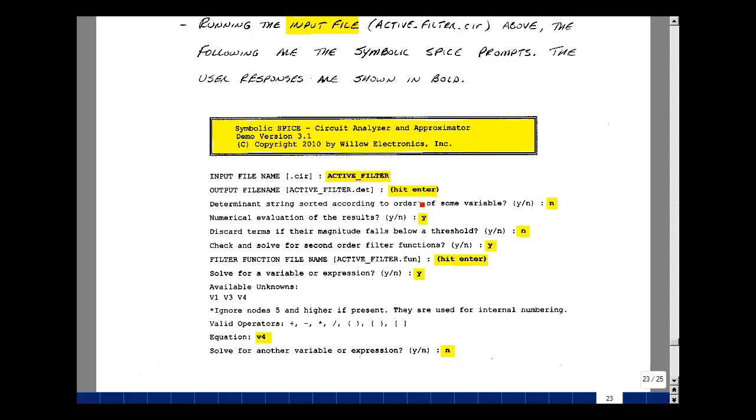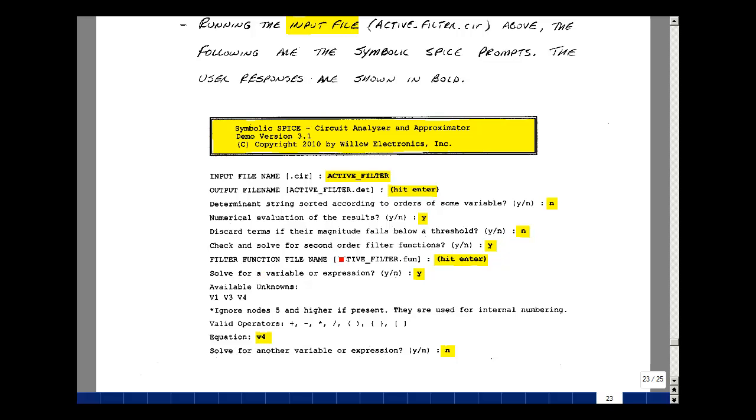Then we need to ask you a series of questions about what you want analyzed symbolically or numerically. So the first question is, determine string sorted according to orders of some variable. I'll say no here because we're just going to sort by the Laplace operator S, which is the default. Numerical evaluation of the results? Yeah, let's do that. Let's evaluate the formulas. Next, discard terms if their magnitude falls below a threshold. I'll say no here. This is the part of the approximation of Symbolic Splice. We're going to solve for exact values.